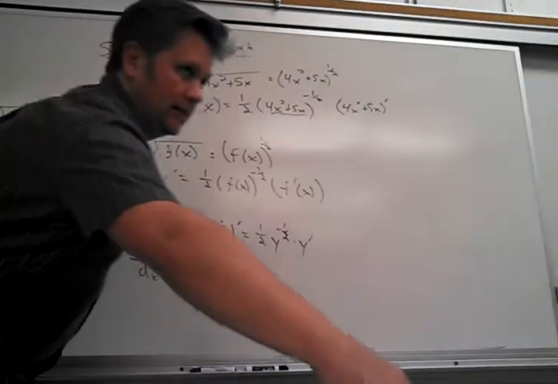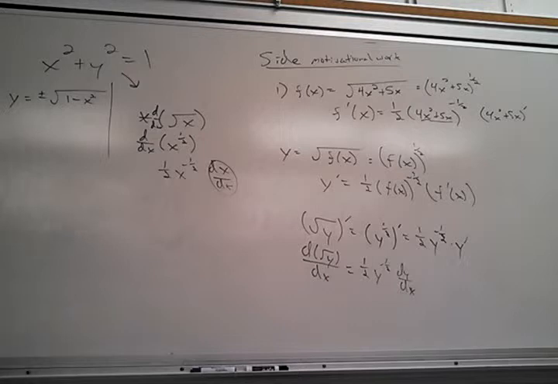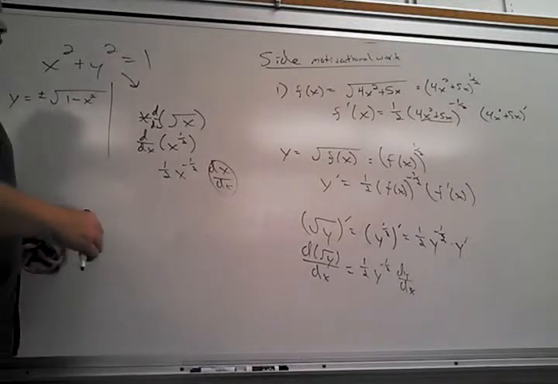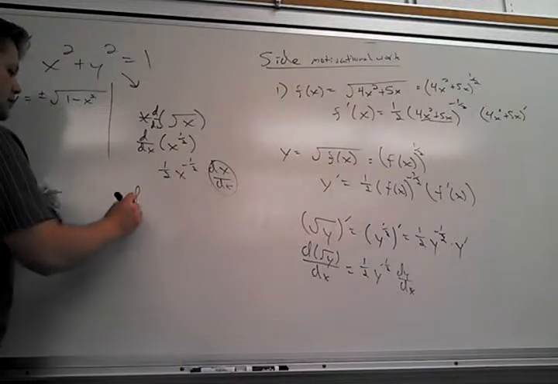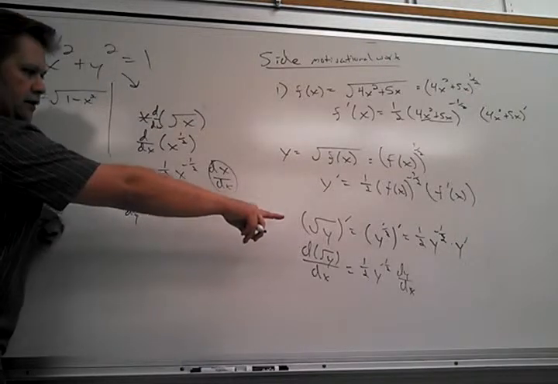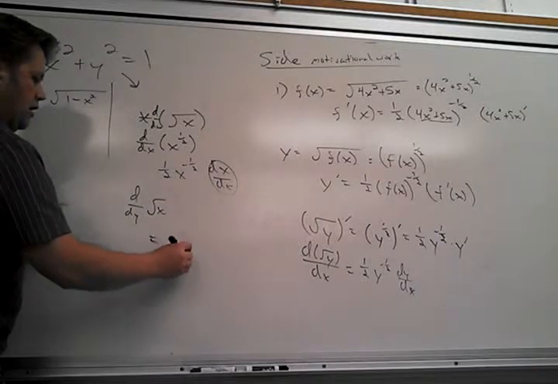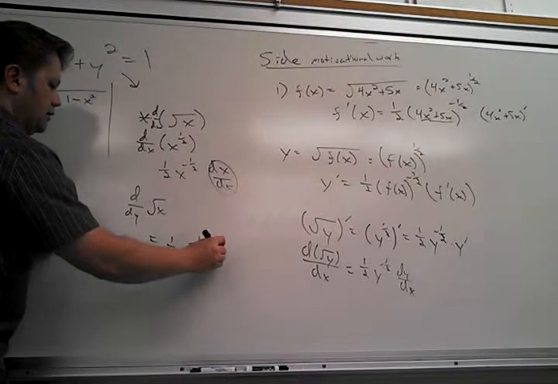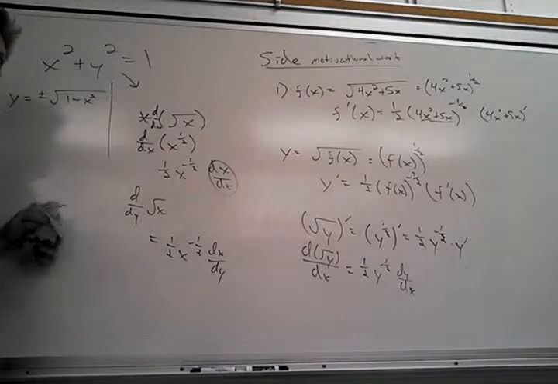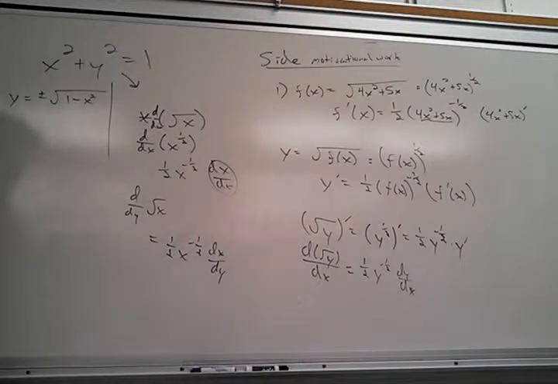So unless otherwise stated, this is going to be the derivative with respect to x here. If you were to do that with respect to y instead, it would just be dx over dy. If I did this d by dy of square root of x, it would look exactly like that except with x's. So it would be 1/2 x to the negative 1/2 dx/dy. Where would we see that? Wherever it needs to show up.